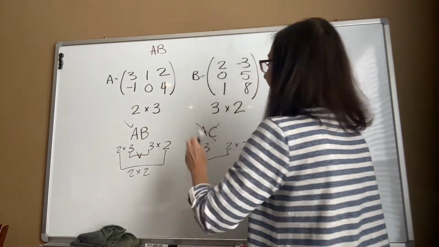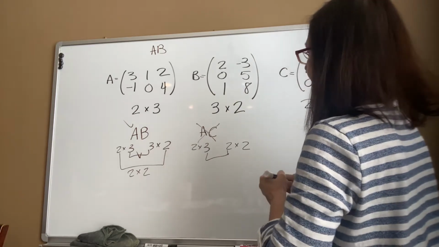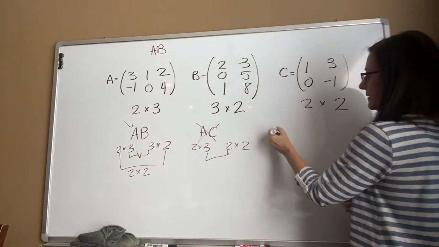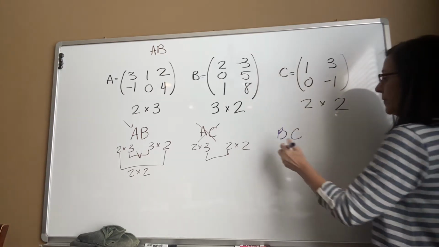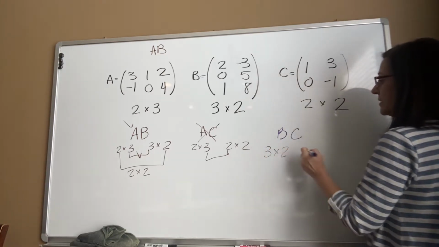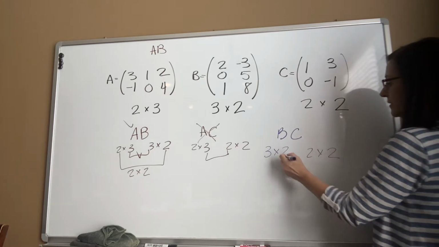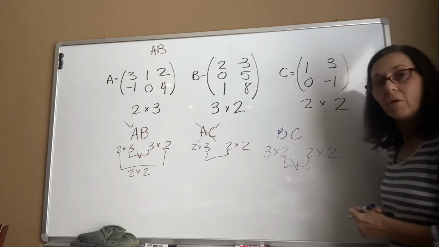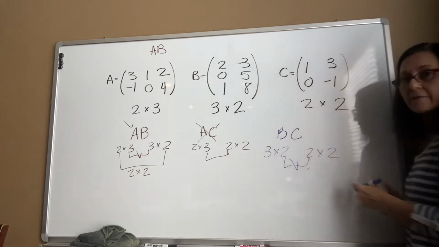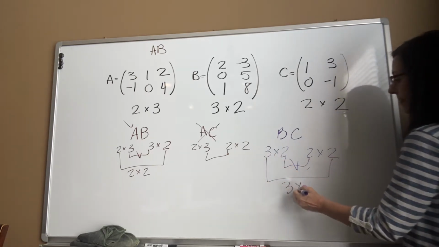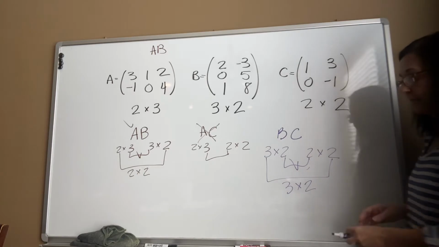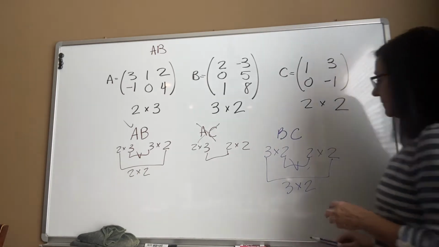All right. Can I multiply B times C? B is a 3 by 2. C is a 2 by 2. That works. Can you see that? That works. And what will the resultant matrix be? It'll be a 3 by 2. So we can multiply B times C.